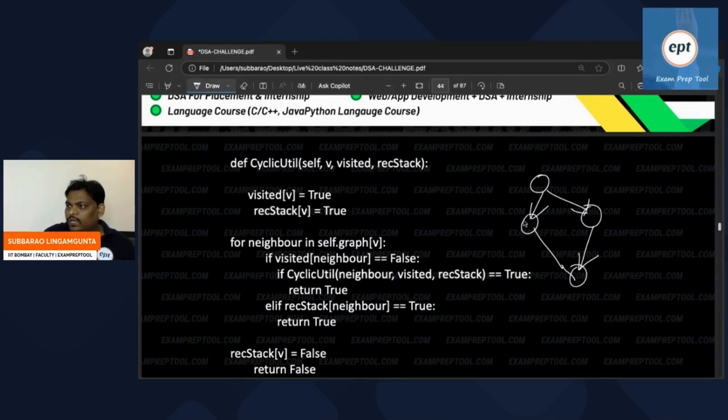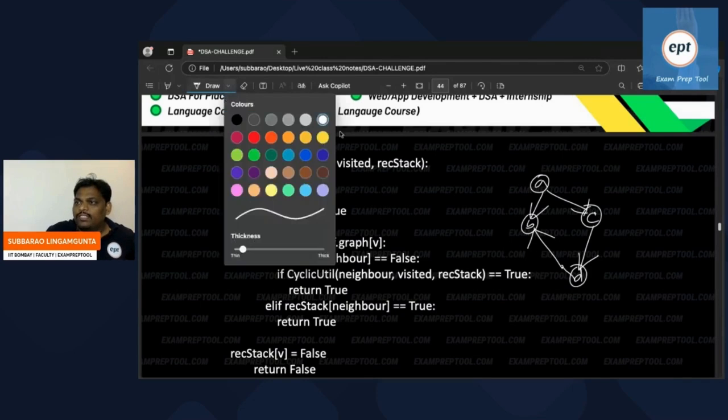Now you can see this. Is there any cycle here? Please verify. I will start from here. A, B, C, D. Please check, is there any cycle? I think there is no cycle. Now see, if you want, you can verify. One interesting fact you will get.